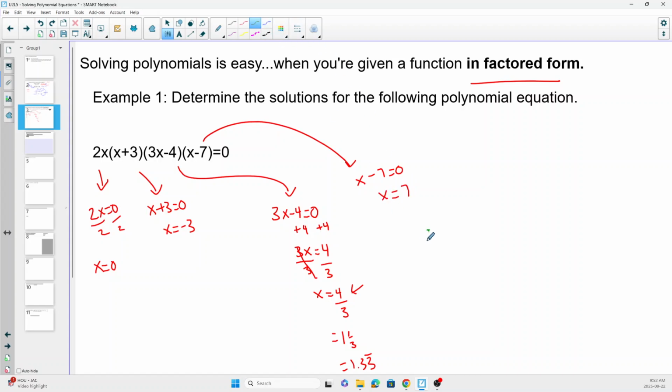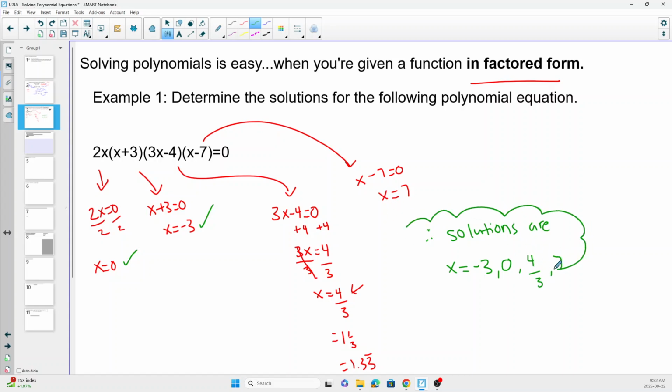So, therefore, the solutions are, and it doesn't really matter, but I would always try to write your solutions from left to right. So we have a negative 3. That's this one. We have a 0. That's this one. We have a positive 4/3. And we have a positive 7. Okay? Now that is super duper easy when we are given the polynomial in factored form.